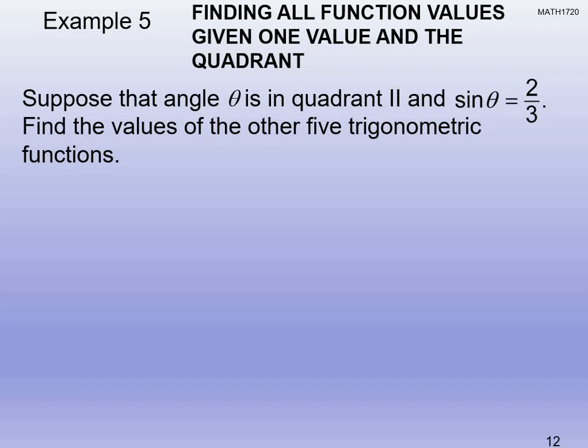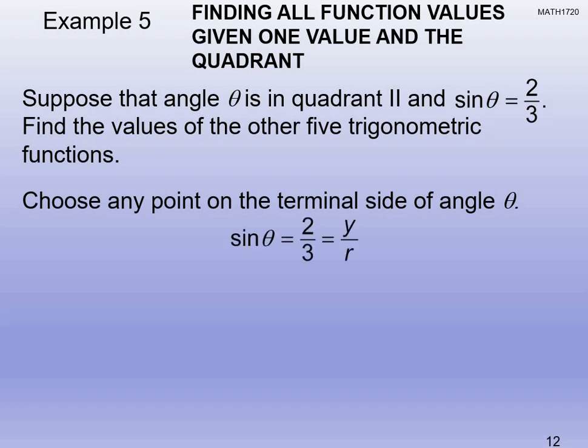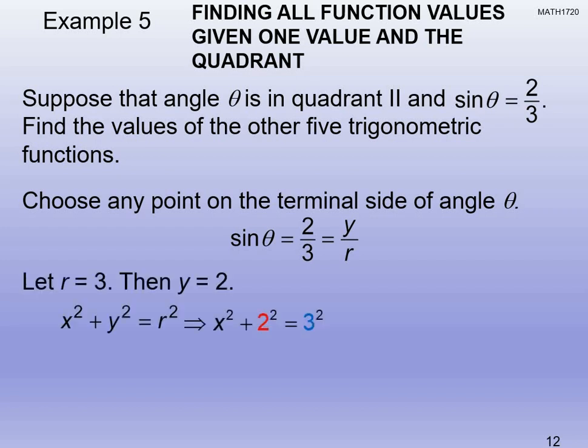The 2 represents what? The vertical component of the triangle. What does the 3 represent? The magnitude, or the hypotenuse of the triangle. And then we're going to have a negative x value that we have to calculate. The 2 is with the y, the 3 is with the r. Then we have to calculate the missing piece.